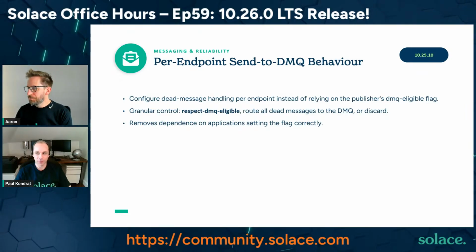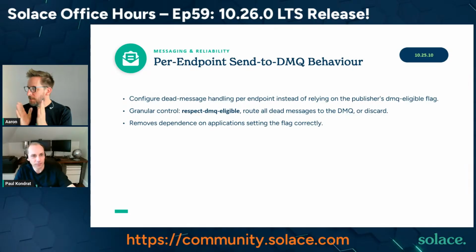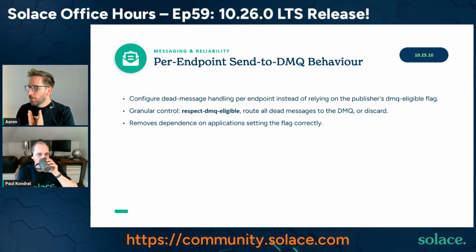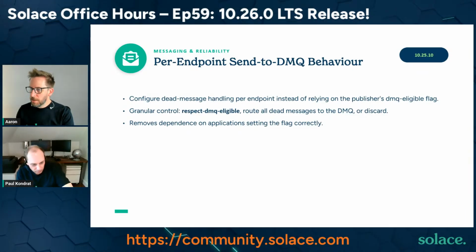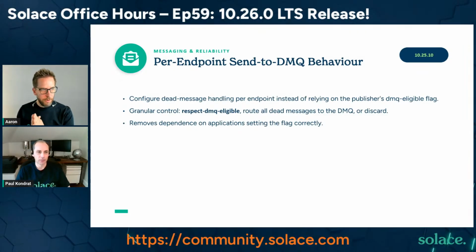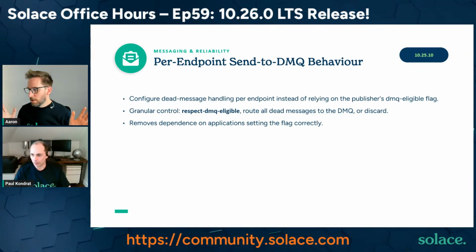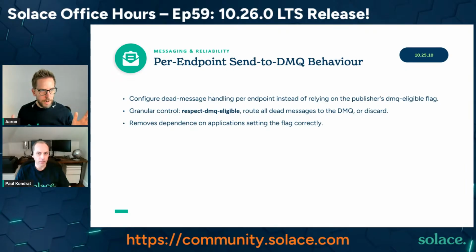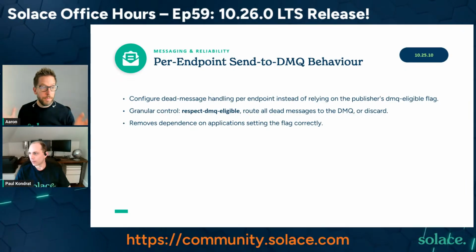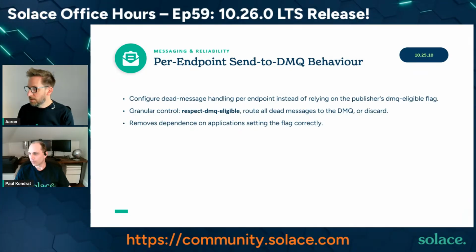It's been a while since I've actually played with it, since it did come out in 10.25.10. But there is a VPN level override, and then there's a per queue override, if I remember correctly. I think the VPN has to allow this override ability, so you can keep the default behavior, and then if you, as a broker administrator, want to manage this stuff manually, I think you have to enable it at the VPN level, and then you can go and on a per queue basis turn it on or off.